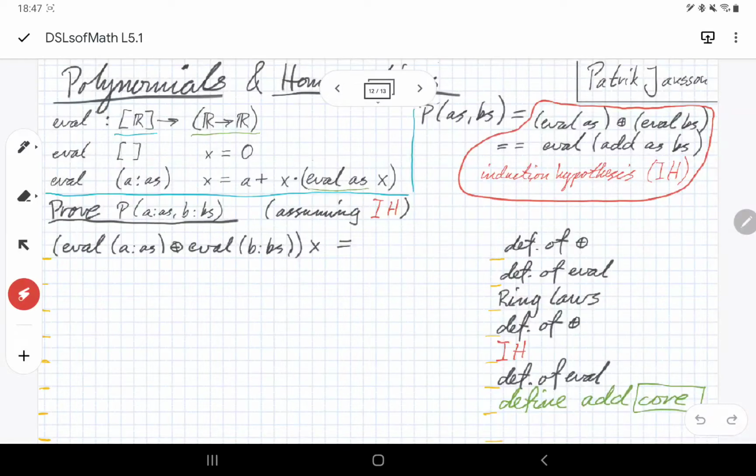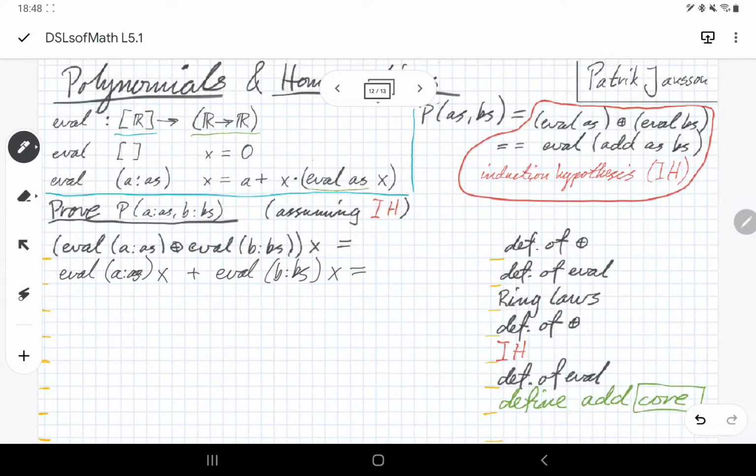Okay, anyway, so the definition of this plus says that if we have two functions, we add them up and we apply them to an x, that's the same as applying each function to the same x and using normal addition instead. So that's the next stage. So we can call eval on a cons as on x, and then normal real number addition to eval b cons bs on x.